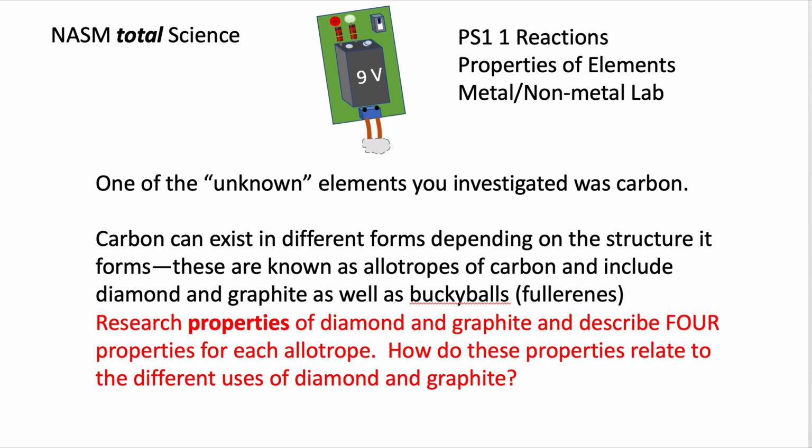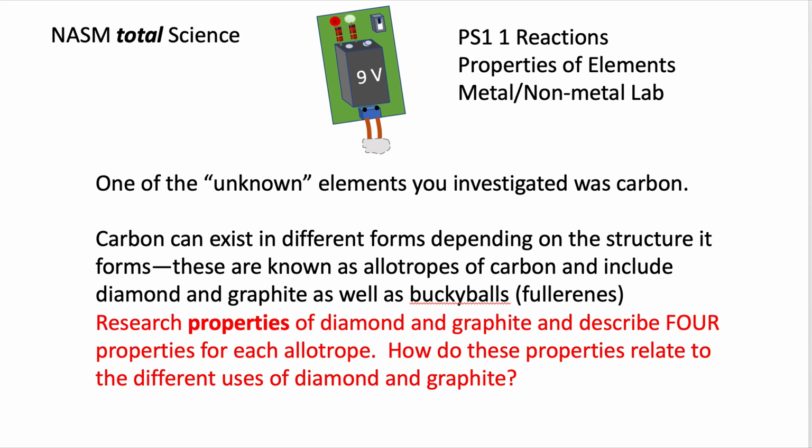And then one of the unknown elements you were investigating was carbon. It can exist in different forms depending on the structure it forms, the arrangement between the atoms. And these are known as allotropes. Several elements and compounds have allotropes, exhibit allotropy, and carbon includes diamond, graphite, and buckyballs, fullerenes.